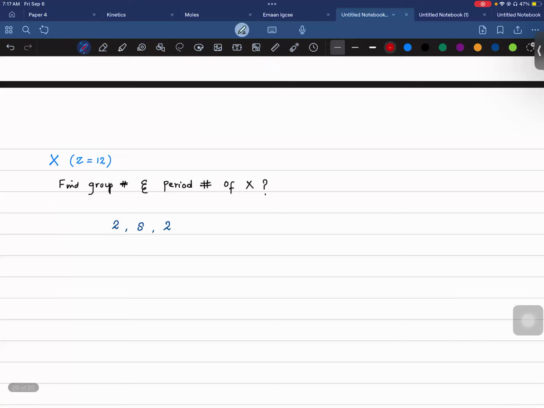So I can say that the last number, the outer electrons, are going to tell you the group number, and the total shells, which is equal to 3, is going to tell you the period number.